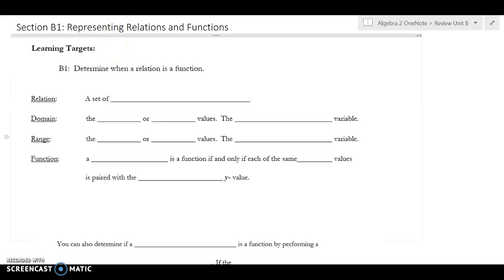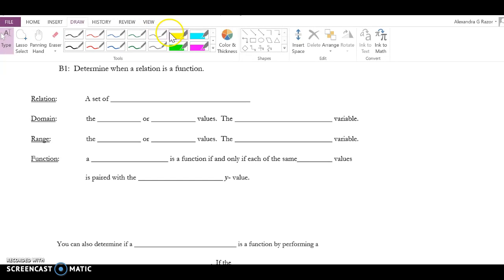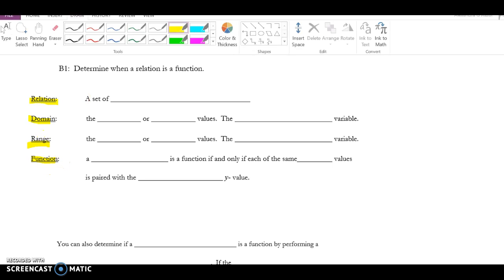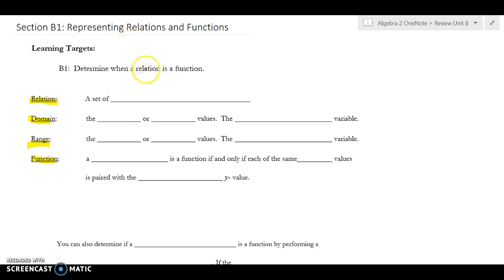Right, so what we're working with now is representing relations and functions, and really we have to determine what a relation is and what a function is. So a relation, let's highlight everything. Oops. A relation is just a set of ordered pairs.